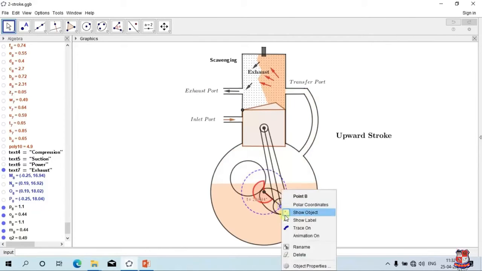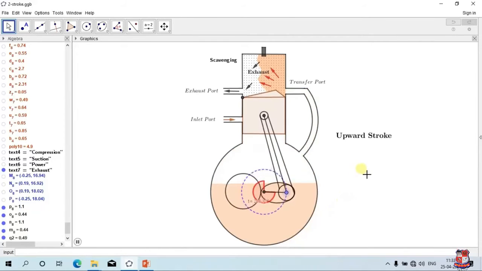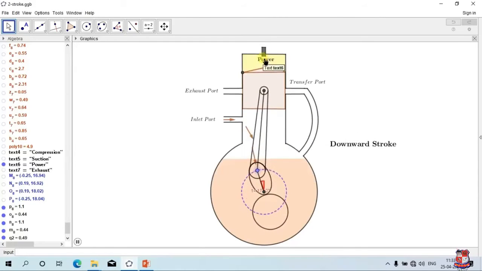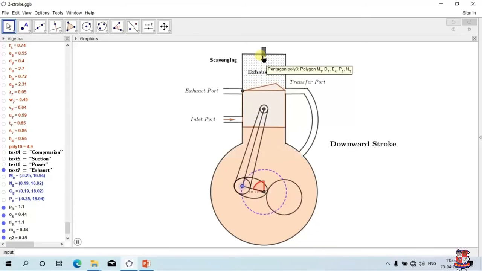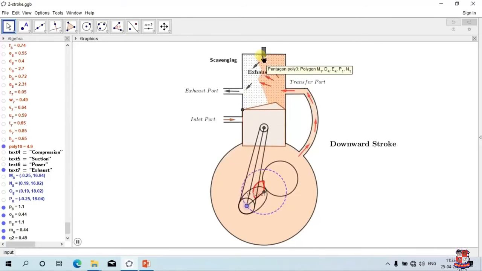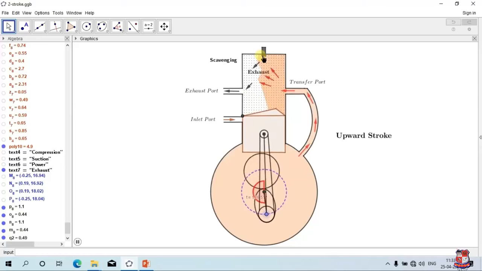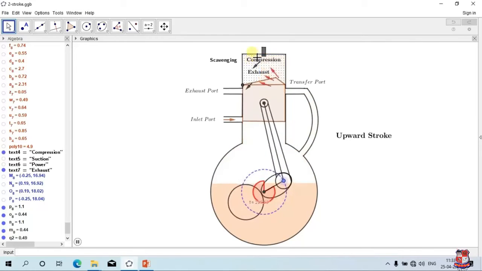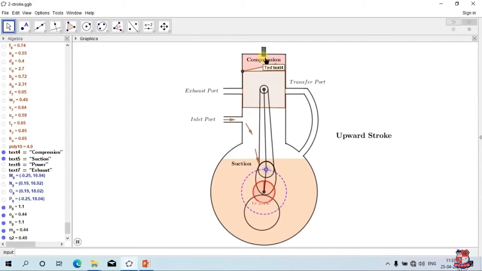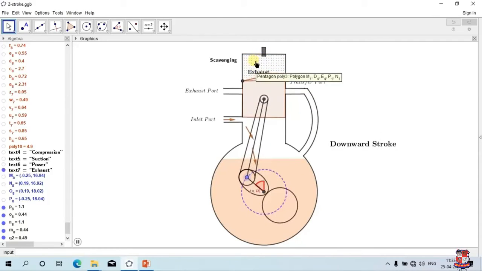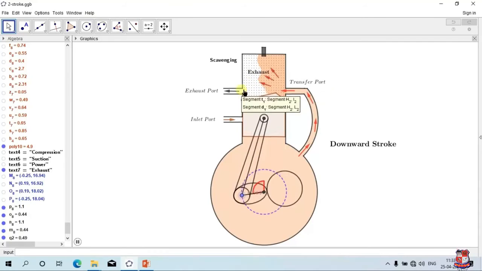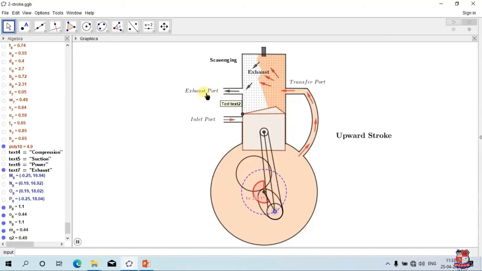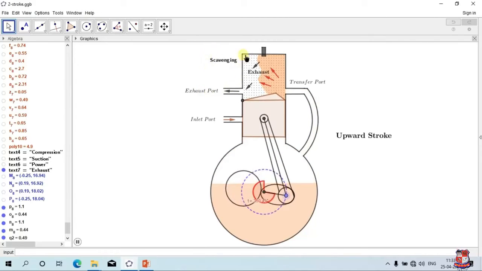Let me start the animation so you can better understand. First, upward stroke, so suction and compression will be simultaneously going on. Then with the help of spark we are generating power or creating high pressure condition. So piston will be pushed in downward direction in power stroke. Observe this. Okay. Now we are giving spark. So power, high pressure is generated, which is pushing piston downward, and exhaust gases will be going out of the cylinder. Now one thing you are observing is scavenging.